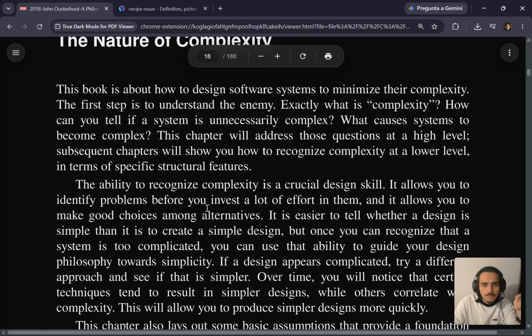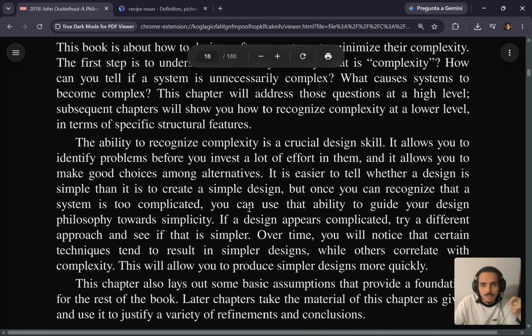It allows you to identify problems before you invest a lot of effort in them, and it allows you to make good choices among alternatives. It is easier to tell whether a design is simple than it is to create a simple design.